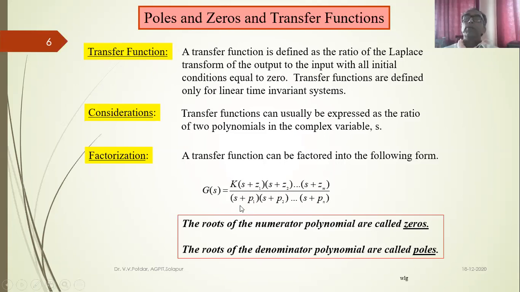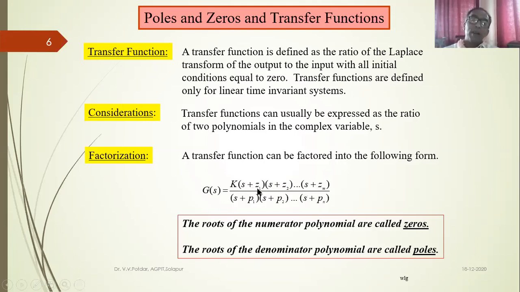The values of the factors in the denominator which make the entire ratio infinite, which make the entire ratio infinity, are called poles of that function. So denominator factors define the poles of the system. Numerator factors define the zeros of the system.